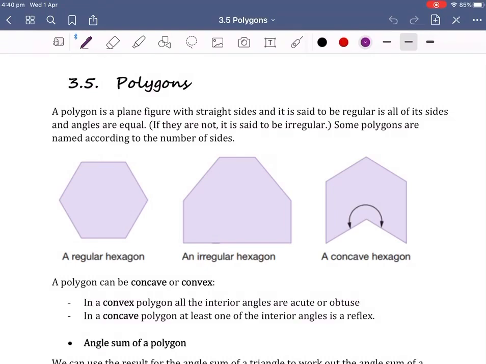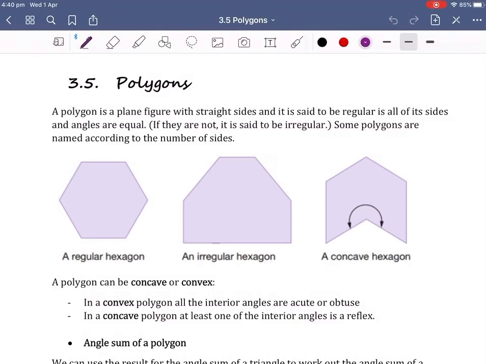Today we're moving on in the properties of geometrical figures topic to polygons. A polygon is a plane figure with straight sides, and it's said to be regular if all of its sides and angles are equal. If they are not, it is said to be irregular.